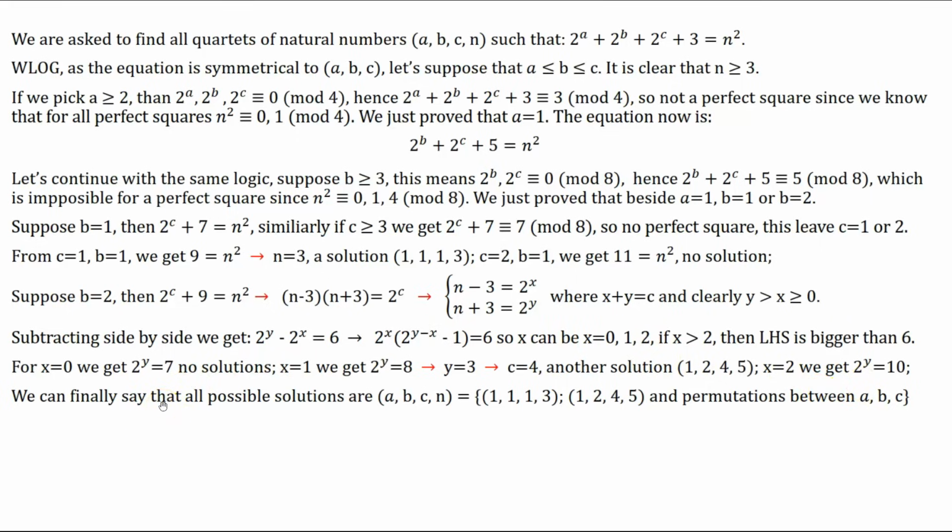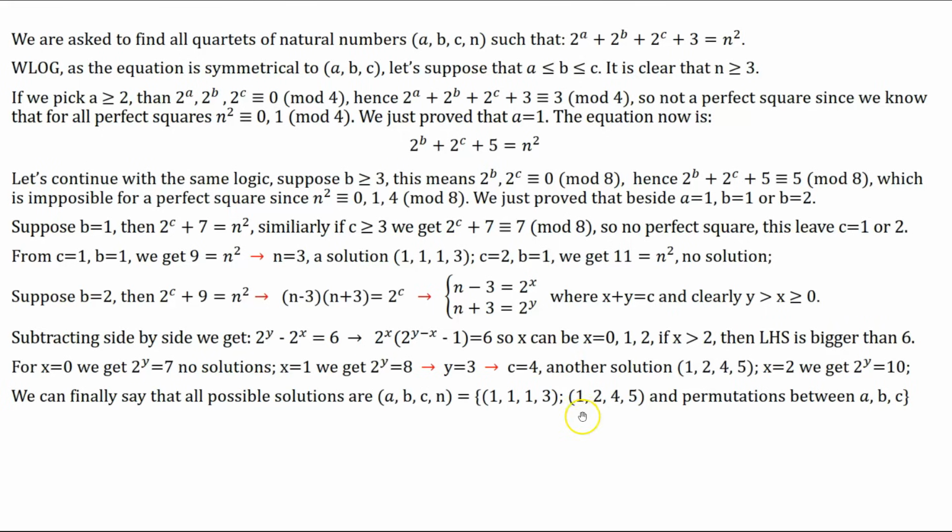So, what we can finally say is that all possible solutions a, b, c, n of the given equation up here are 1, 1, 1, 3, and 1, 2, 4, 5. But beware, because from our initial condition, we supposed that a is smaller or equal to b and smaller or equal to c, but in this case we could have shifted the places, and we should take into account other permutations of this solution.